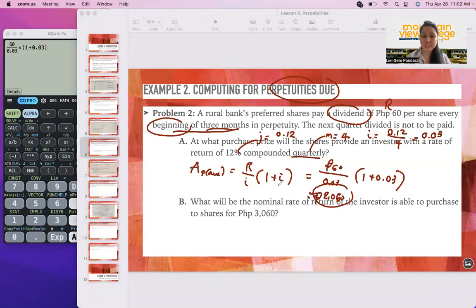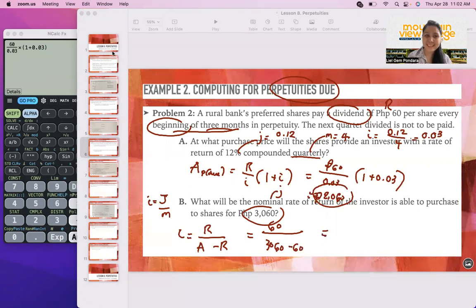Next question. What will be the nominal rate of return if the investor is able to purchase the shares for 3,060? We're still looking for the J, but again, before we solve for the J, let's solve for the I. So I is equal to R over A minus R. Our R is 60. Our A is 3,060 minus 60.